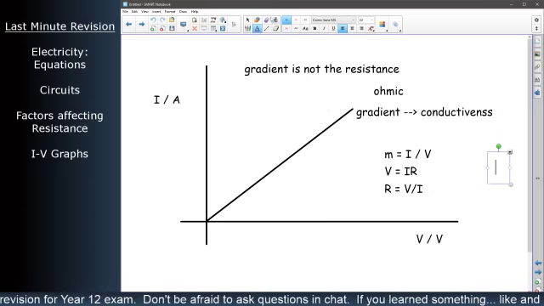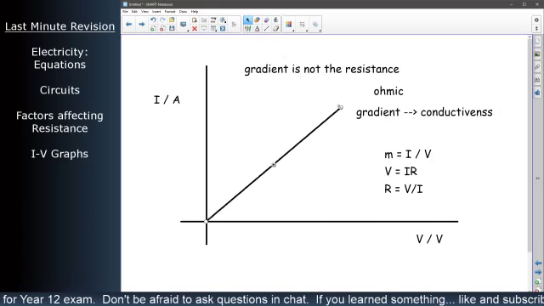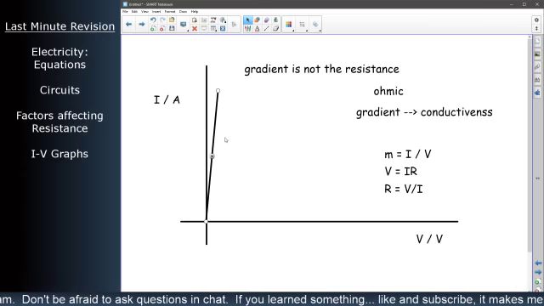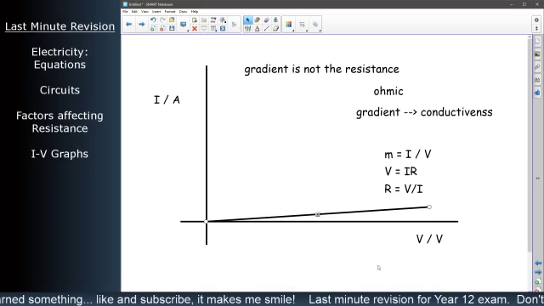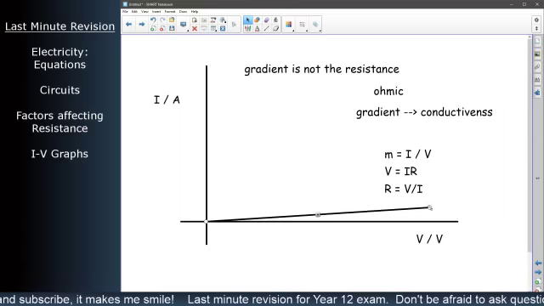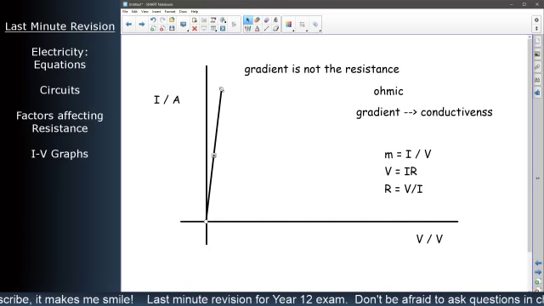Right, the steeper the gradient of this graph, the more conductive the material becomes. So this one is super conductive. It's really conducting, because I only need a really small voltage to make a pile of current. I need a small amount of energy to fire loads of coulombs around this thing. This is really low conductive, because I need a huge amount of energy per coulomb to make even a tiny current. So this, therefore, is a high resistance, and this is a low resistance.